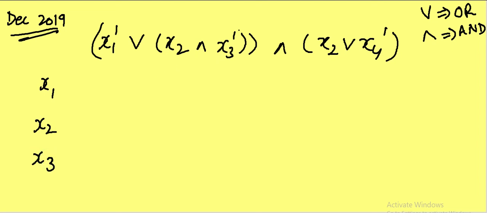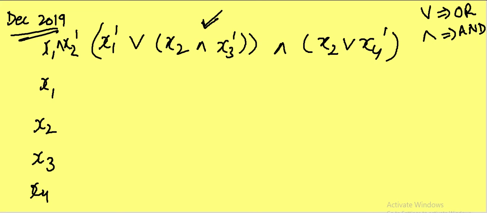Now in this case, whatever is in the bracket you will solve first. So what is in the bracket? x2 and x3. For x2 and x3, okay, I just forgot one thing here, that this is not complete because x4 is also given here, and before that they have given x1 and x2 complement.